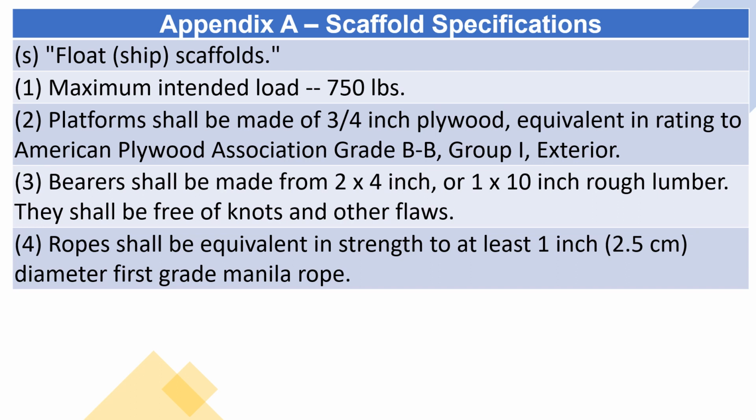1. Maximum intended load 750 pounds. 2. Platforms shall be made of 3/4 inch plywood, equivalent in rating to American Plywood Association Grade BB, Group I, exterior. 3. Bearers shall be made from 2 by 4 inch, or 1 by 10 inch rough lumber. They shall be free of knots and other flaws. 4. Rope shall be equivalent in strength to at least 1 inch, 2.5 centimeters, diameter, first grade manila rope.